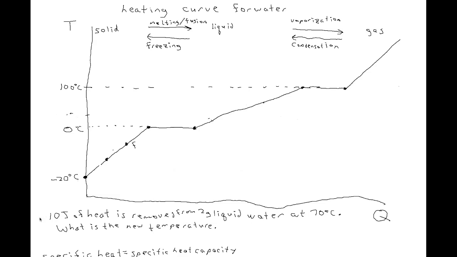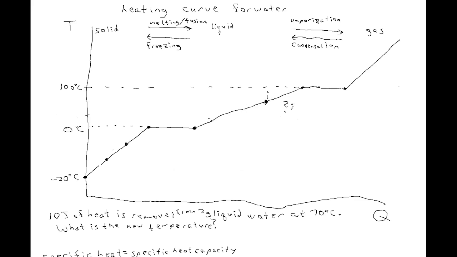Here's a new problem. Talk me through what you would write down for this problem. Ten joules of heat is removed from 2 grams of liquid water at 70 degrees Celsius. What is the new temperature? Well, we know that the initial temperature is at 70 degrees Celsius and it's liquid water. And they're looking for the new temperature, so I guess they're looking for TF.